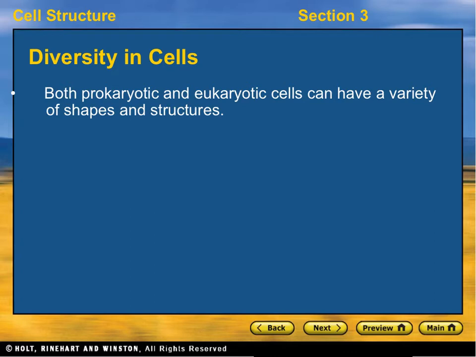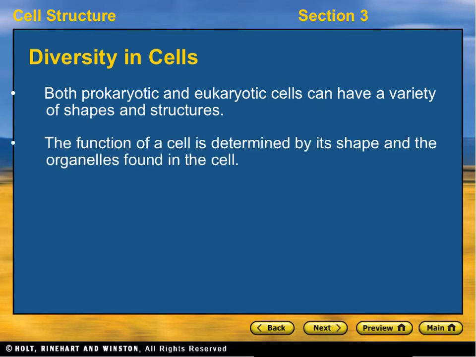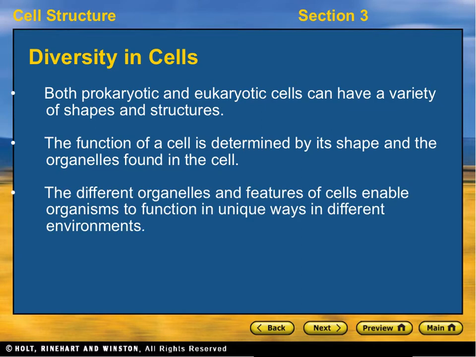In the past few sections, we've talked about how both prokaryotic and eukaryotic cells have varieties of different shapes and structures based upon the functions that cell needs to perform. Specifically, the function of a cell is going to be determined by its shape and the organelles found inside that cell, because it's those different organelles and features that enable the organism to function in the different ways it's able to based upon the environments that it's in.